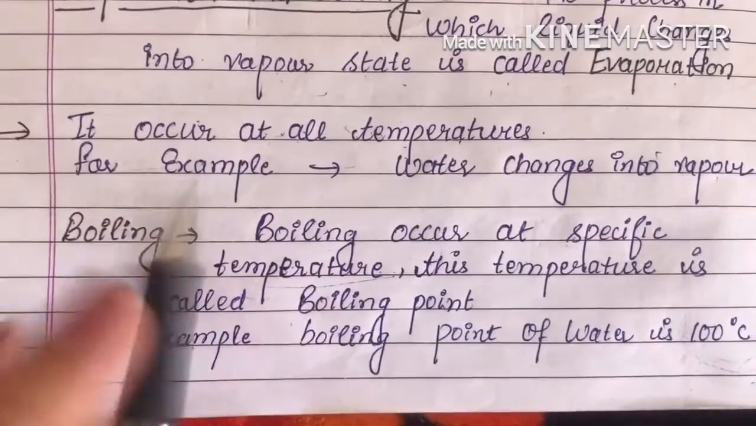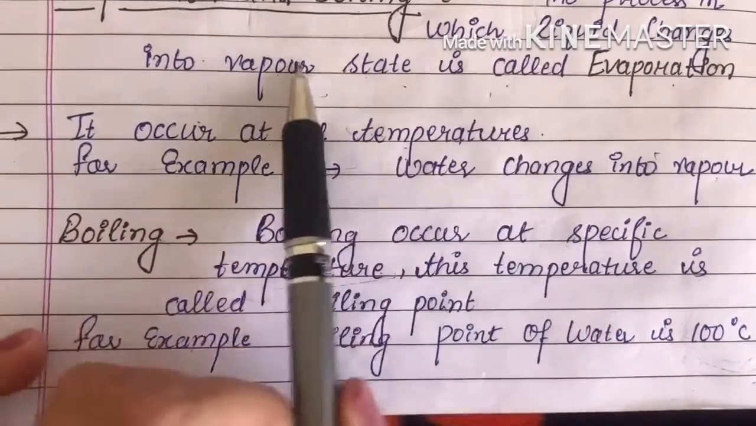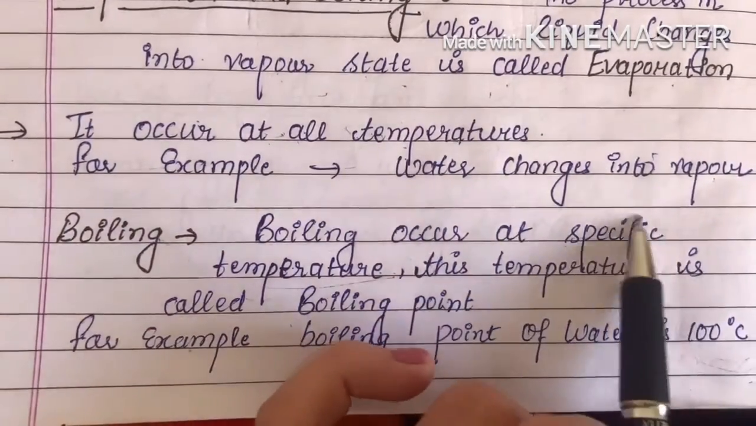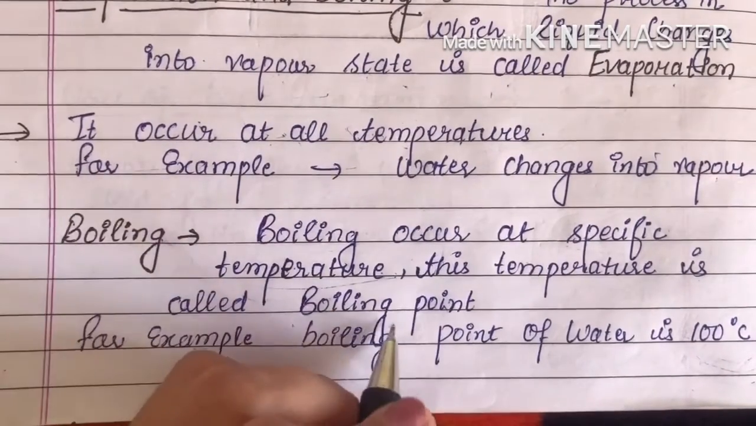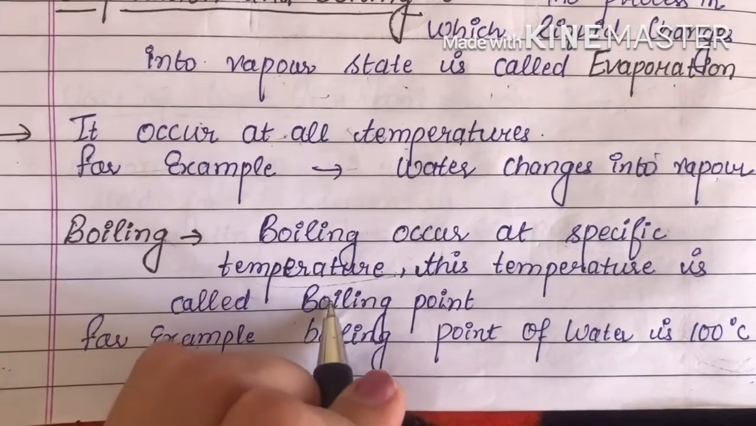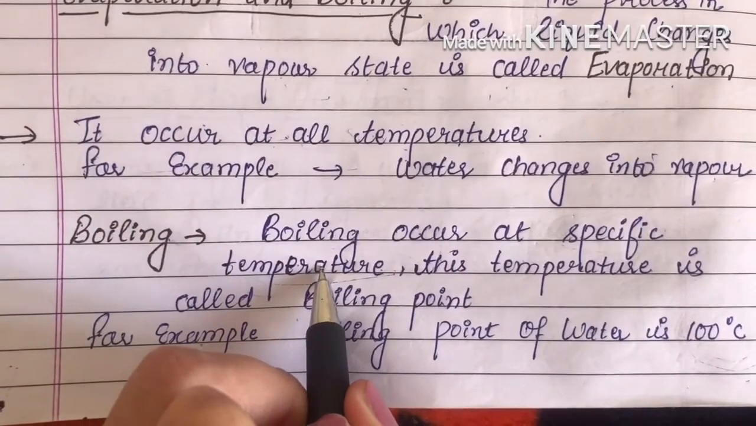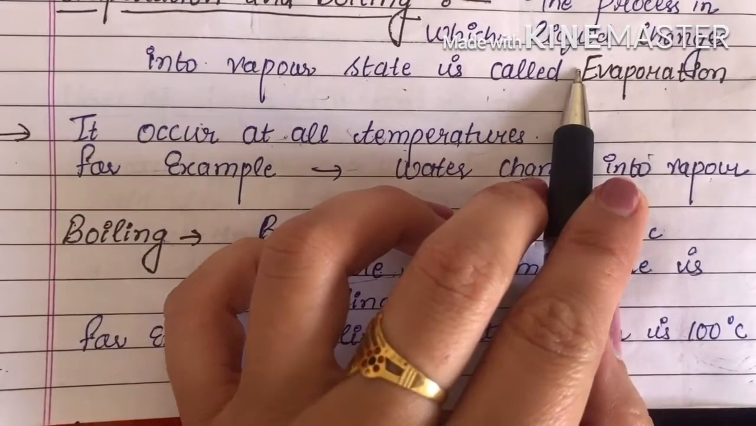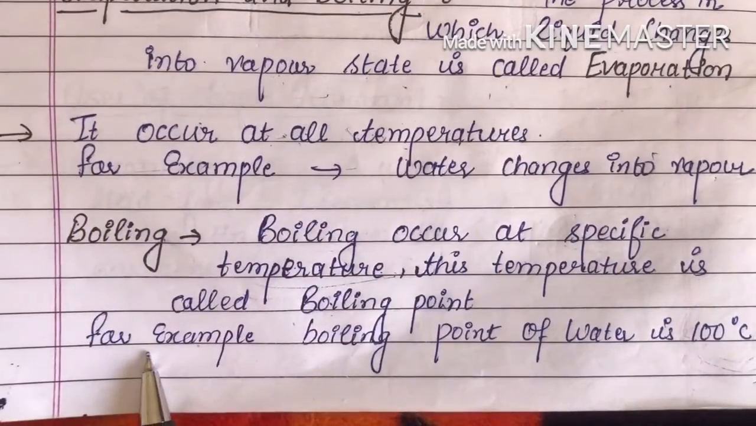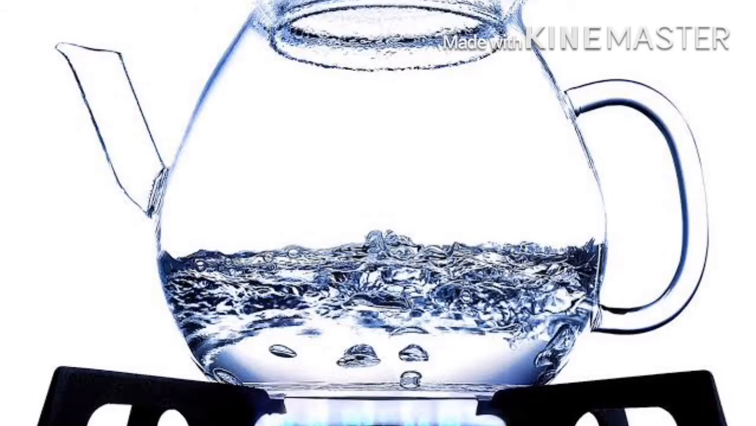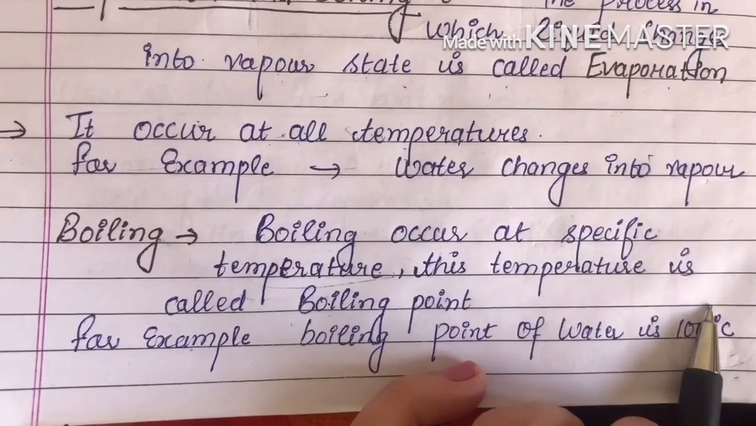Now, what is boiling? Boiling is also the process in which we change the liquid into the vapor state, but it requires a specific temperature. The specific temperature at which the boiling takes place is called the boiling point. So for boiling there is a specific temperature required, but for evaporation there is no specific temperature required. It can occur at all the temperatures. For example, in case of boiling, the boiling point of water is 100 degrees Celsius. This is the specific value of temperature.